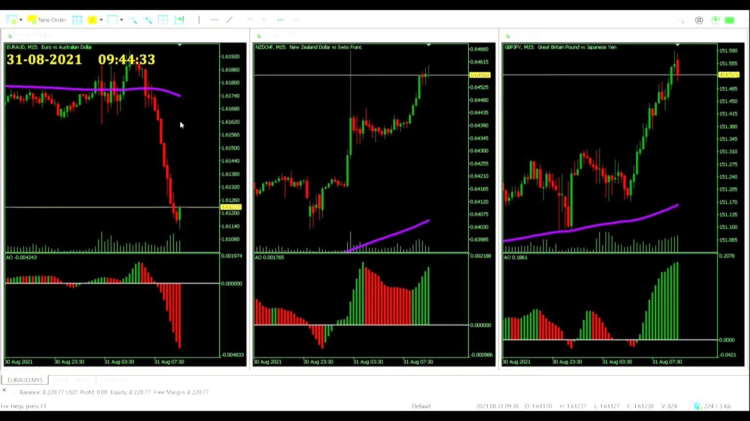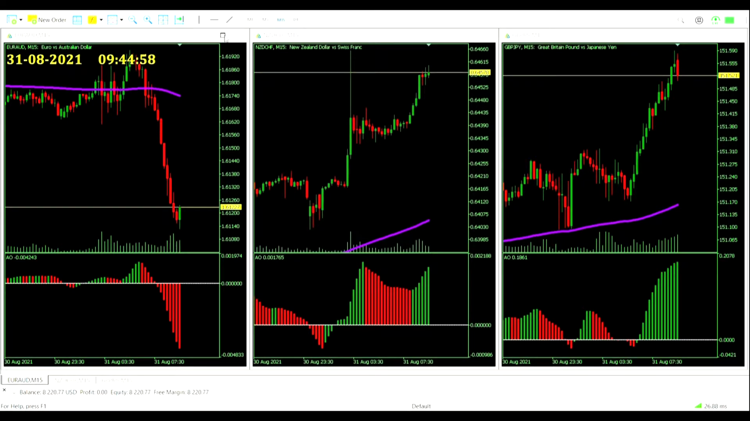Just coming up to 10:15 here, and we've got our 3 charts pulled up. On the left, we've got the Euro Aussie dollar. In the center, we've got the New Zealand dollar Swiss franc. And on the right, we've got our pound yen pair, that guppy there. All of them with the 200 exponential moving average and the awesome oscillator pulled up. And it looks like on all three of them during the Asian session, we would have got some good profits.